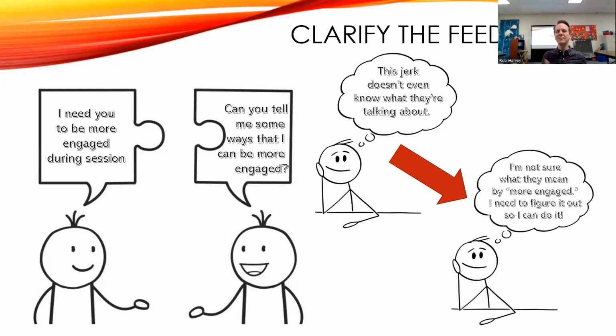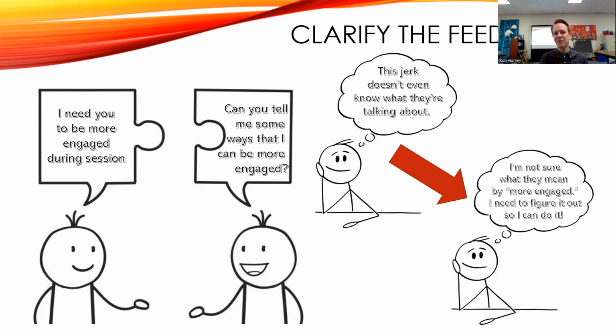So a person says you need to be more engaged. You need to be more fun. You need to be more happy. You need to be more on top of things, right? So you might have an idea of what that means, but you don't really want to leave it open to interpretation. So ask for clarity: tell me what being more engaged looks like, show me ways, tell me how I can do that.